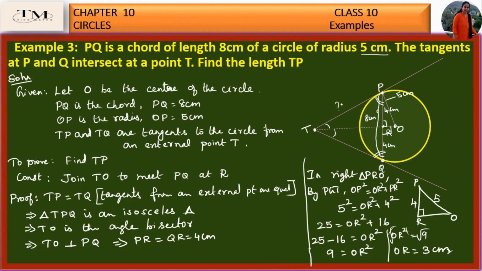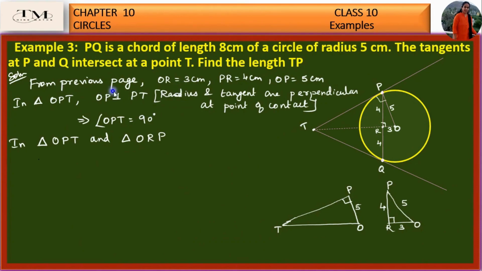Now we have to find out TP by proving triangle TPO and triangle PRO similar. If we prove it by sides being proportional, we can find out the value of TP. We will do that in the next page.